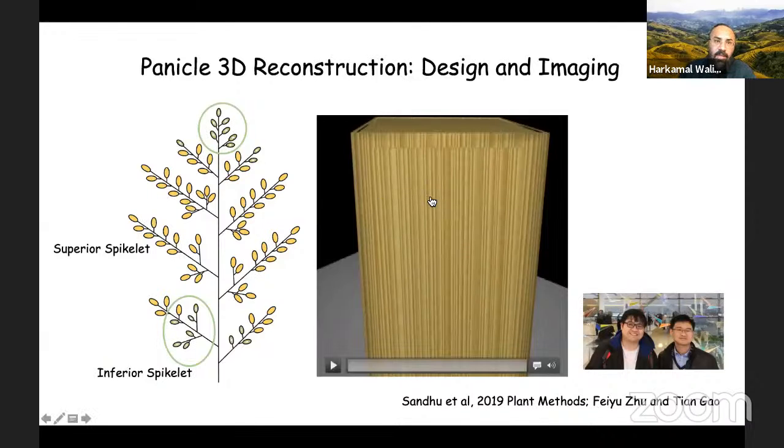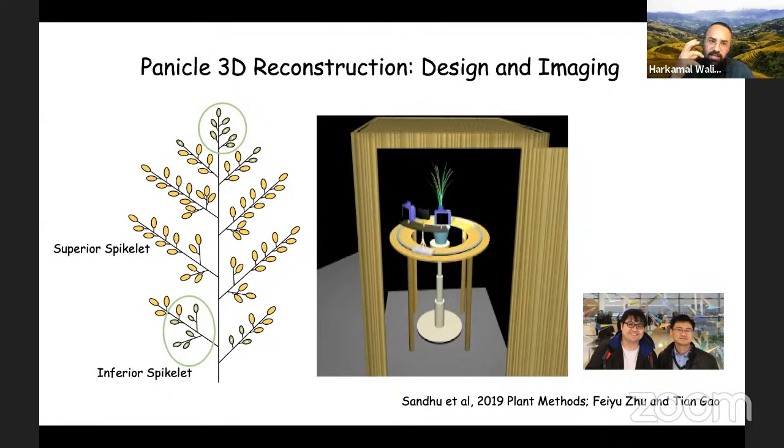So how did we do the panicle imaging? We worked with my colleague Hongfeng Yu and his two graduate students, Fei Yu Zhu and Tian, who developed an imaging box for panicle imaging. Here's an animation of what it looks like, and then I'll show you the real one. The aim is to see the superior and the inferior spikelets. Since the plants have different heights, we built a pedestal that we can raise up and down, and then two cameras at slightly different angles take 60 images each within a minute, and then we remove the plant and put in the next plant. We did that about 1,800 times.